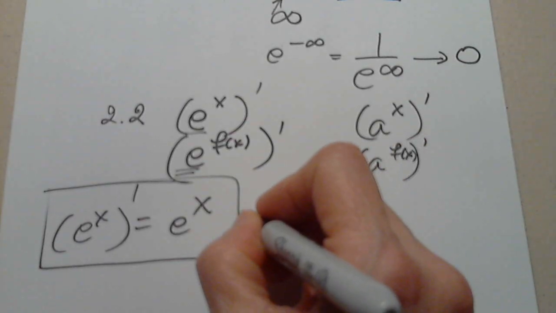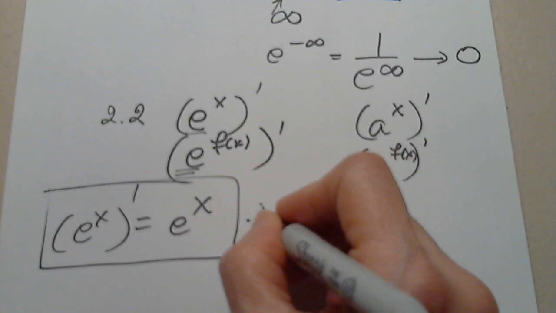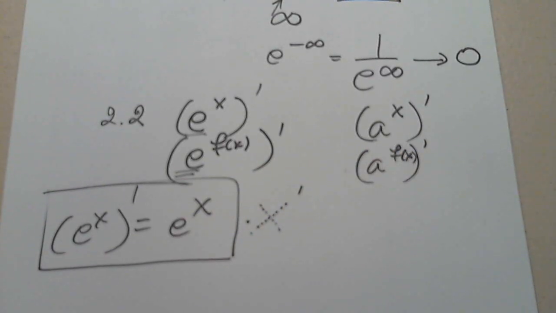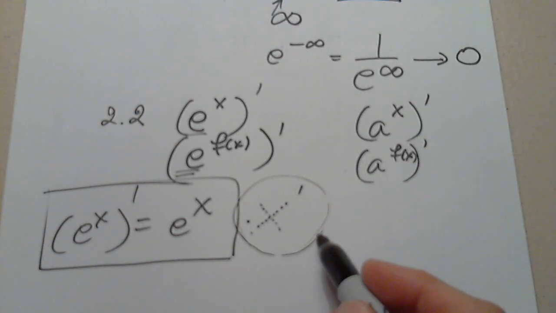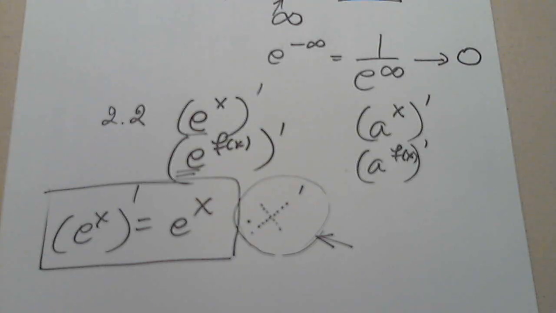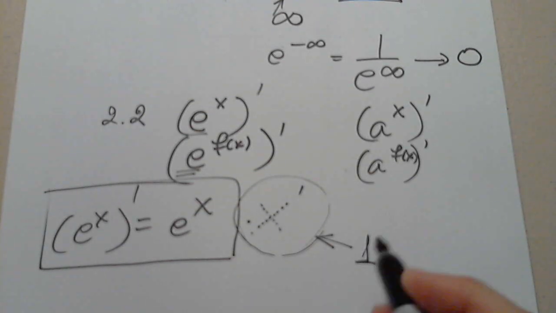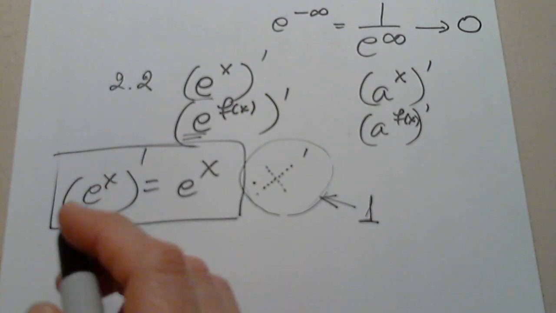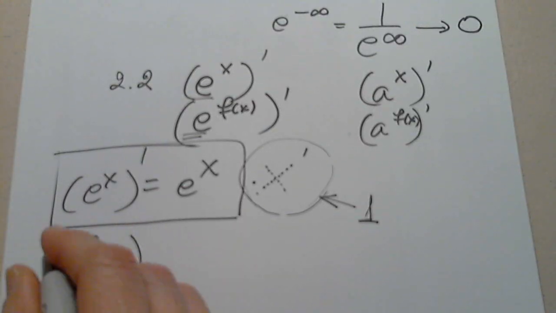But now, if you remember, I didn't tell you the whole story. The whole story is e to the x prime is e to the x times the inner function prime. How come I did not put that in? Can anyone refresh our memory why we did not put that in? Because it's 1. X prime is 1. But now this makes it easier for e to a function prime.